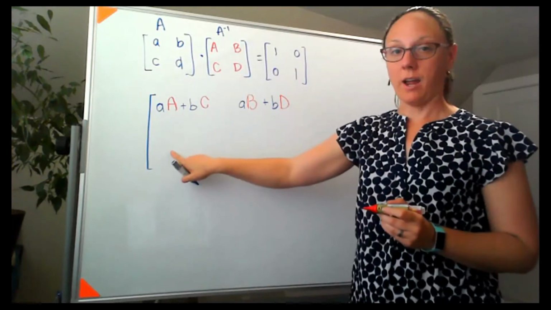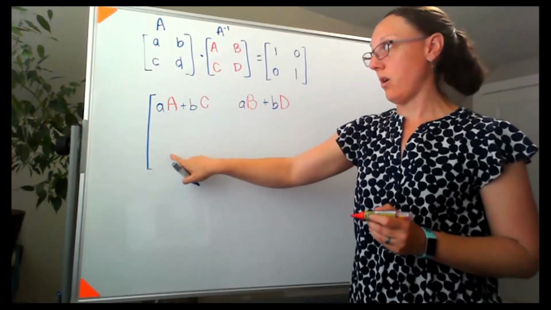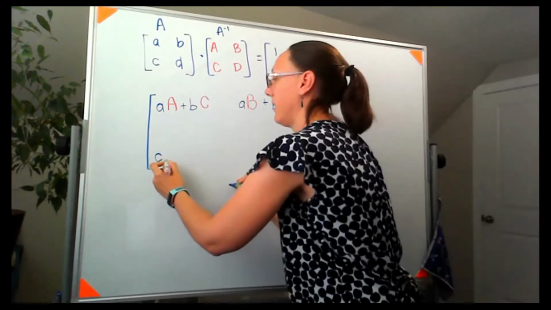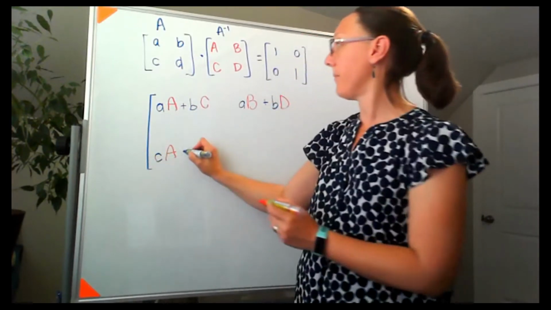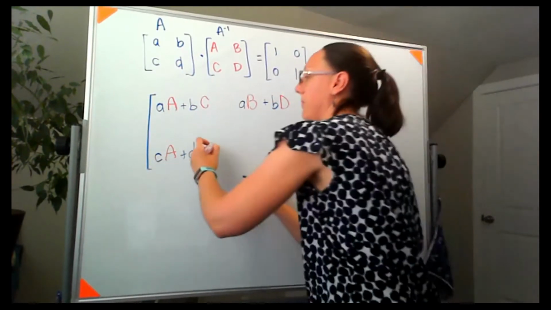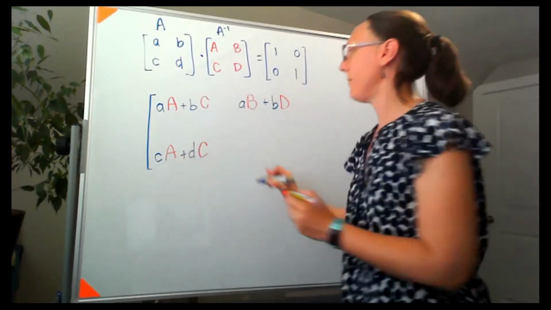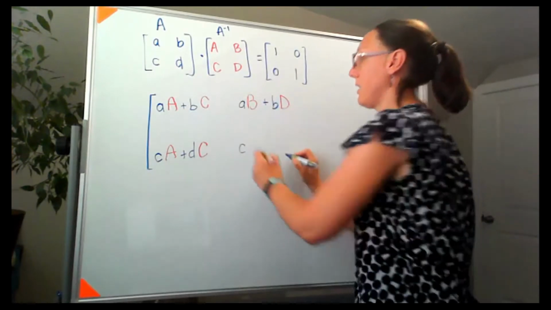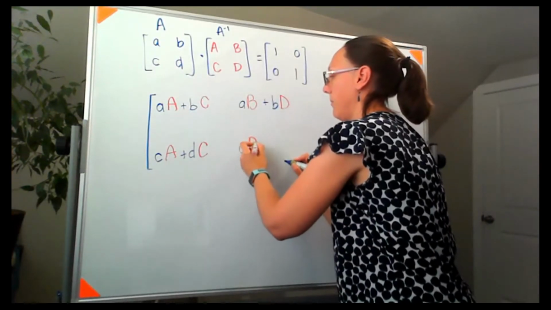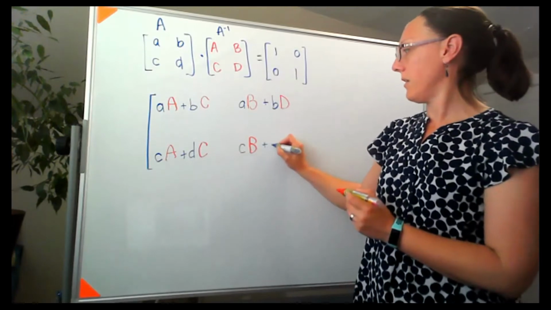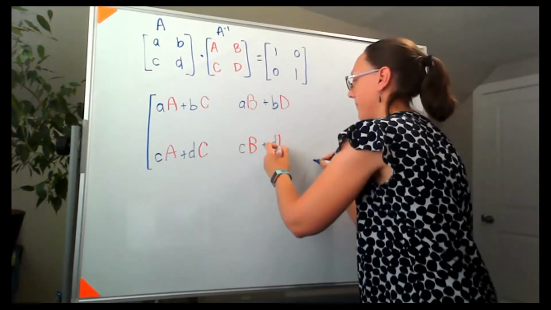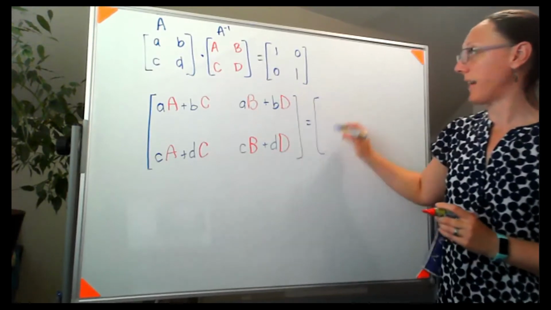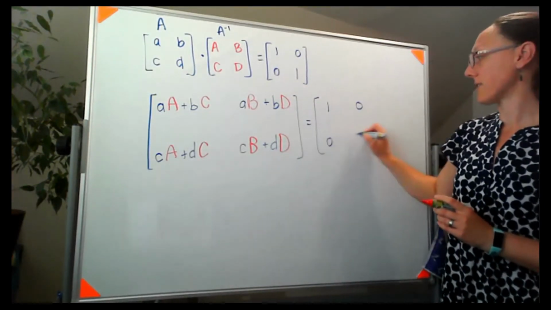D. I'm in row 2, column 1. So row 2, column 1. I'm looking at C, A, plus D, C. And then over here, that's row 2, column 2. So row 2, column 2, C, B, plus D, D. And that has to work out to be equal to the identity matrix.